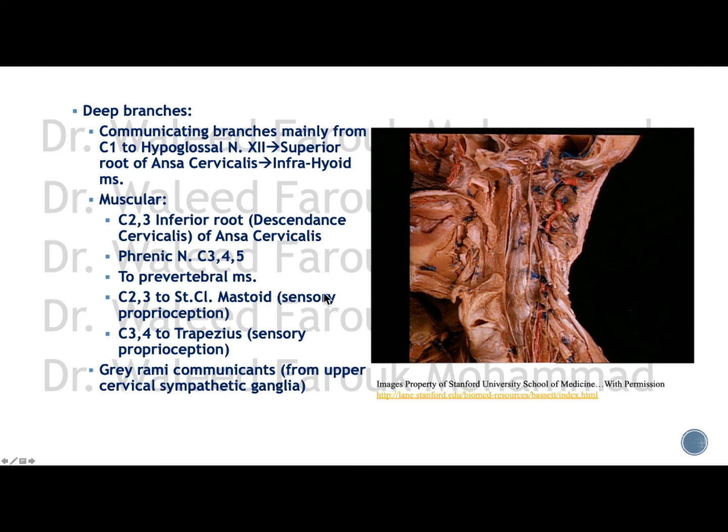So to recap what we just said, the first group of the deep branches are the gray rami communicantes coming out of the superior cervical sympathetic ganglia to spinal nerves. What else? Muscular branches. The pre and paravertebral muscles receive direct muscular branches from this plexus.